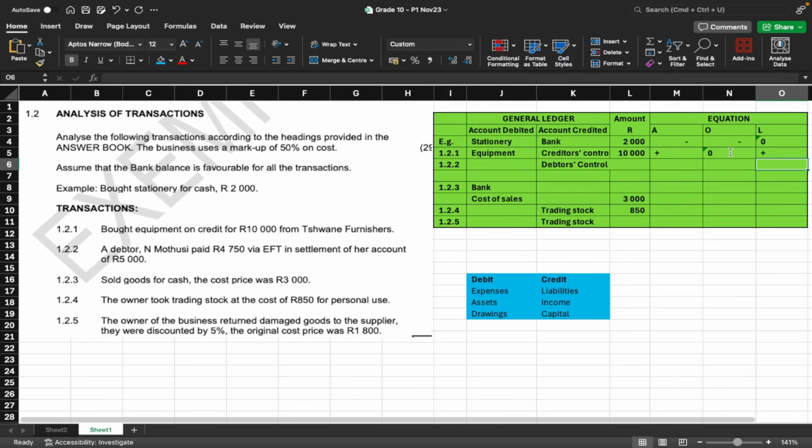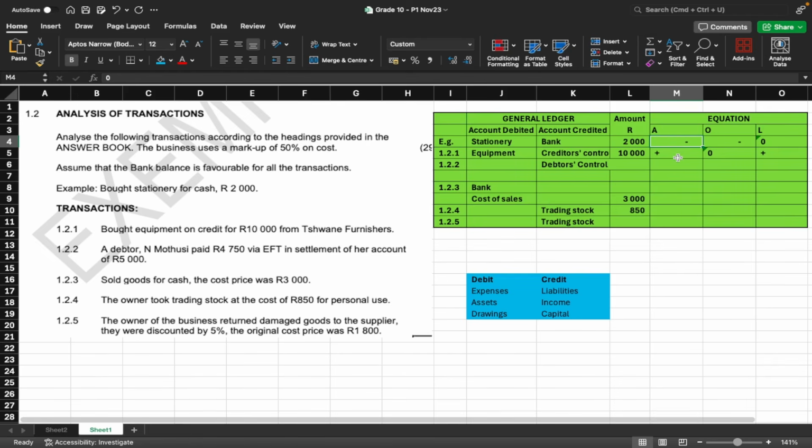And by the way, with each transaction you want to be checking: is my asset still equaling equity plus liabilities? Because the accounting equation states my assets must equal my owner's equity plus my liabilities. For the first example, it's minus 2,000 under assets and minus 2,000 under owner's equity. Does it still equal each other? Yes, because there's nothing on liabilities, and assets is minus 2,000. So assets still equal equity plus liabilities.